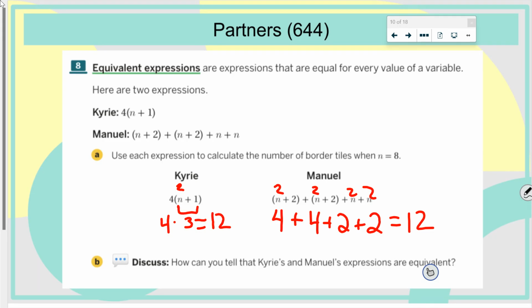Oh, I didn't even read the question. Use it to calculate when n equals 8. So if you plugged in an 8, you would also get the same thing. All right, let's keep moving along. So we just used a 2 instead of an 8.